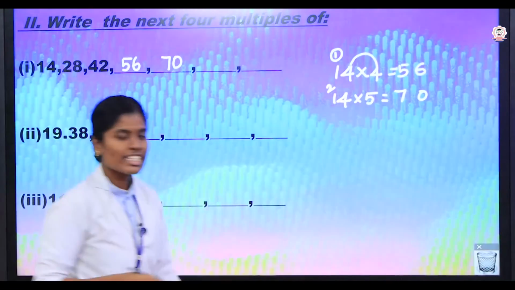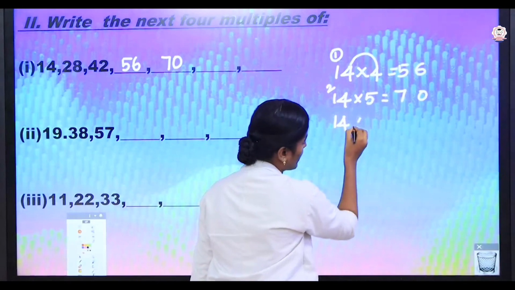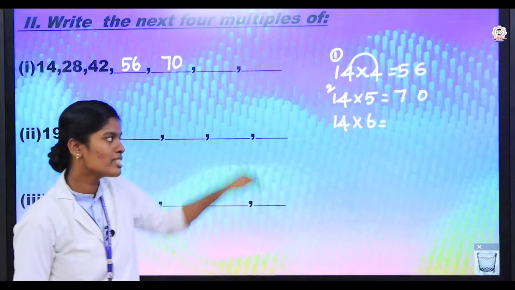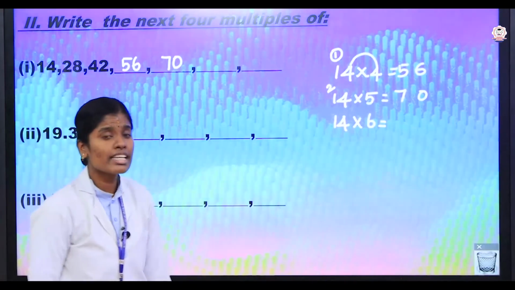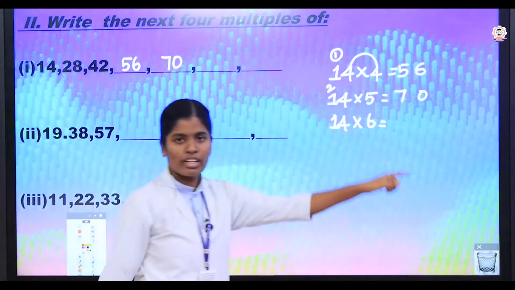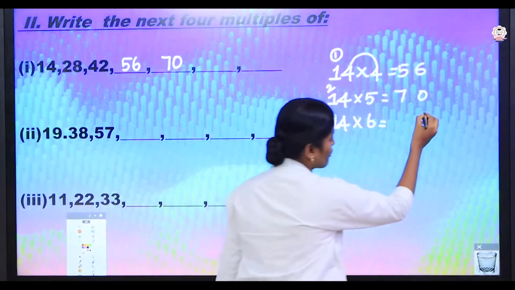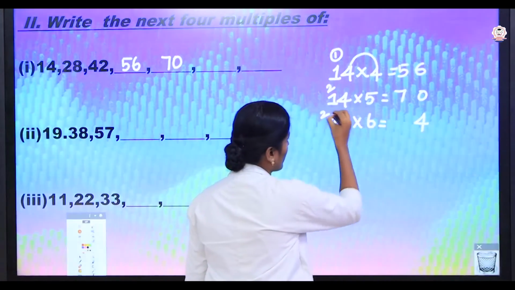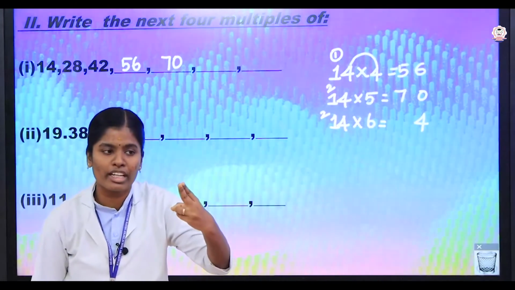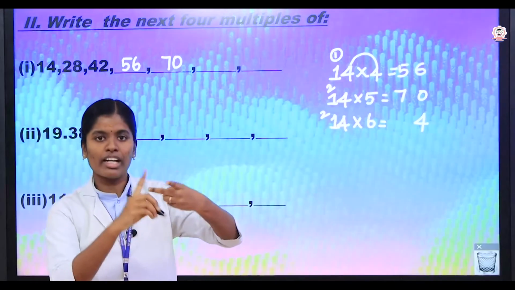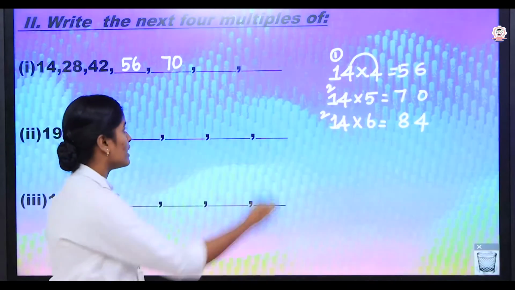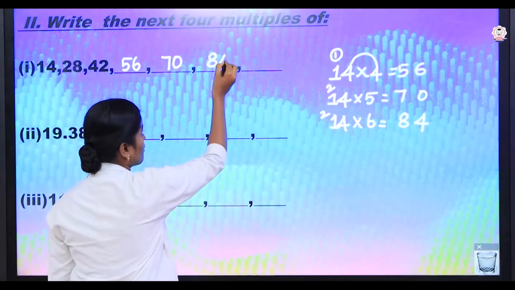Next, take 14 sixes are. Take 14 multiply by 6. Take 6 multiply by 4 and 6 multiply by 1. 6 fours are 24. Write 4, carry 2. And then 6 ones are 6, so keep 6 in the mind, 2 in the finger. 6 after 7, 8. So, write the answer 84. Here we got the answer, 84.